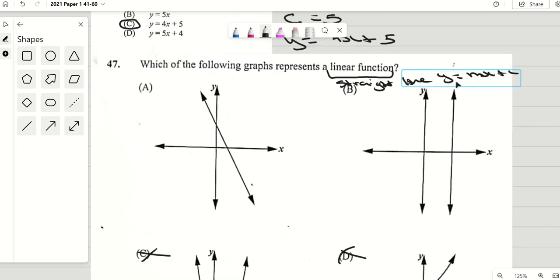This line here will not have a y-intercept. That means it does not have a c value. That means it's not crossing the y-axis. So therefore, this here, B, yes, it is a straight line, but because the line is not crossing your y-axis, it is not a linear function, right? And A is crossing your y-axis. It has a gradient, everything. So A is your answer for this question.